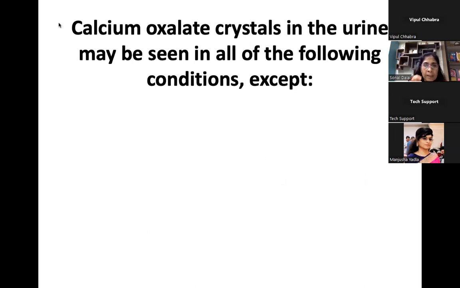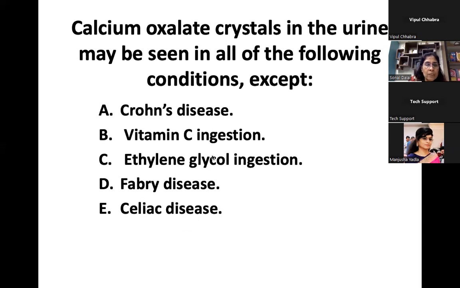Do you have the questions already? Yes, ma'am. So this is a question for a dry run. Calcium oxalate crystals in the urine may be seen in all of the following conditions, except: option A, Crohn's disease; option B, vitamin C ingestion; option C, ethylene glycol ingestion; option D, Fabry's disease; and option E, celiac disease. The timer will start, which will run for 30 seconds.